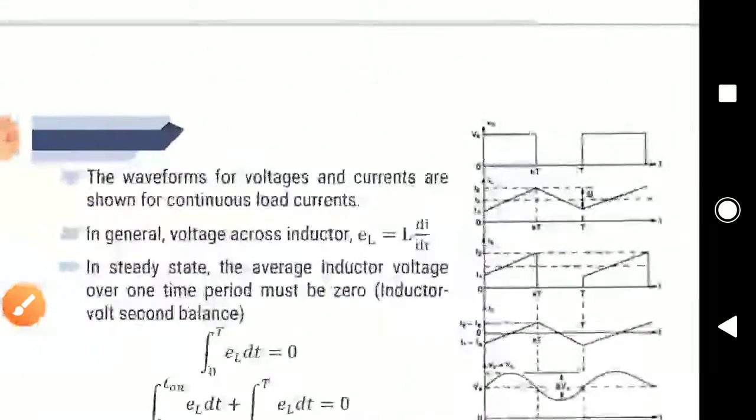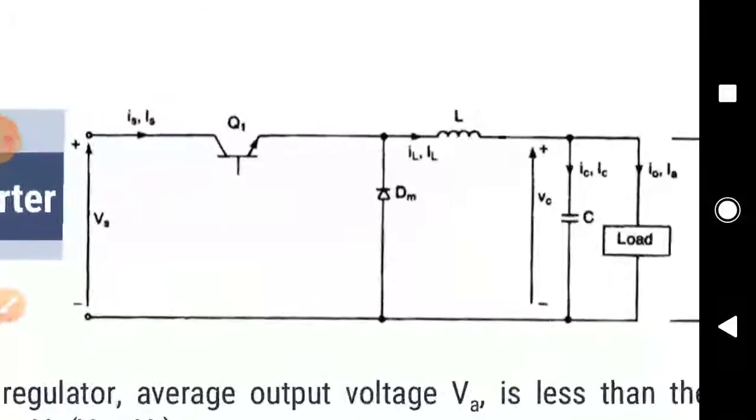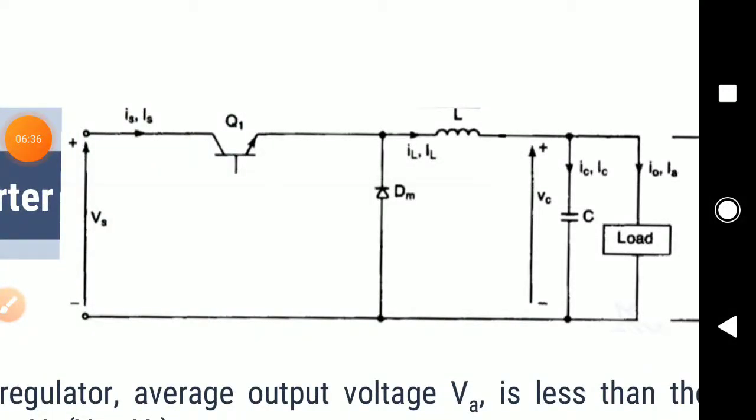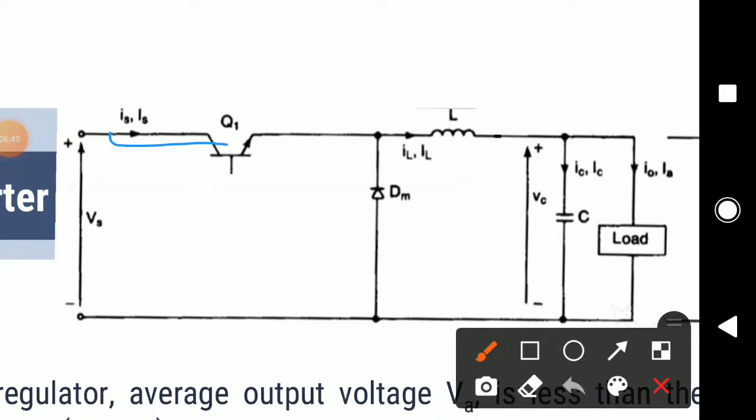If you go back to your circuit diagram, you can see over here, during the on time, the supply current is directly flowing through the inductor. This diode is not present over here. So IS and IL are the same during the on time. During the on time, the supply current, the switch current and the inductor current are the same.